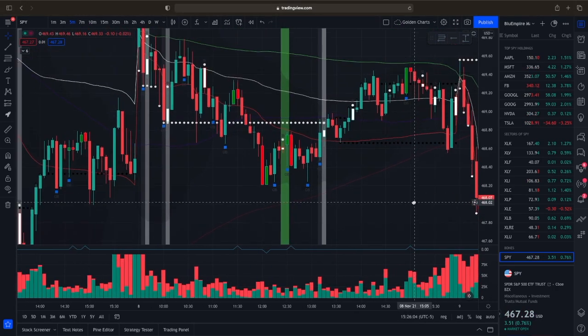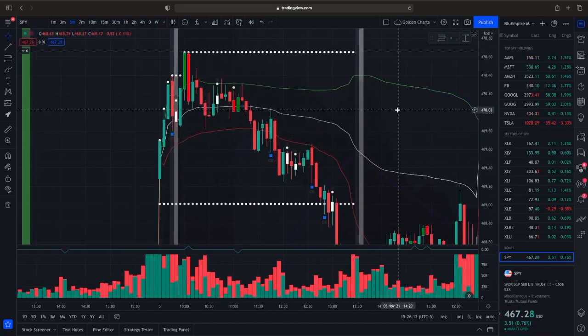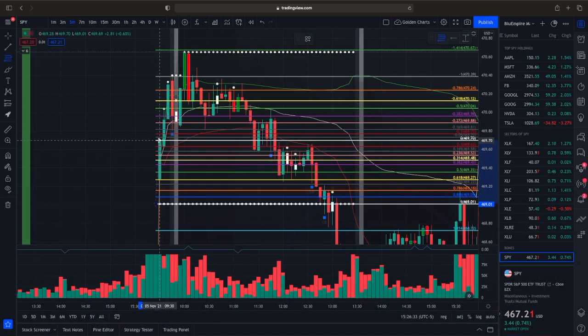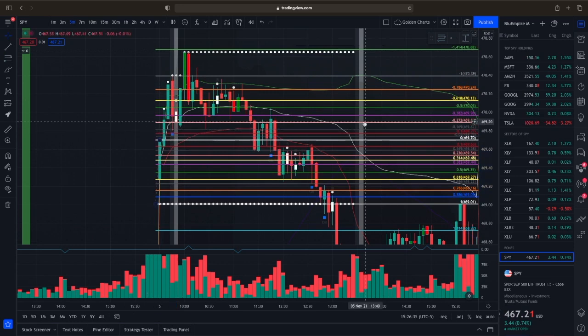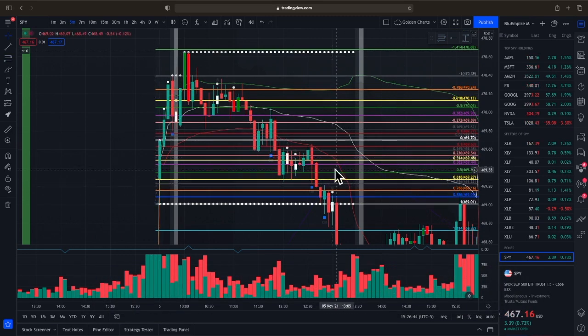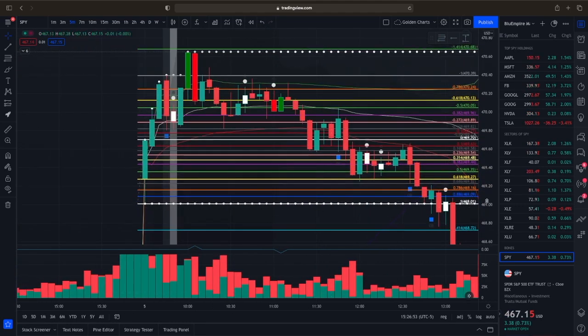So looking at this chart, we'll just go to a random day. Okay, this one kind of looks chopped. So first trade of the day, we'll just call it trade alpha. What you're going to do is take the break of the first bar. So you're going to fib the first candle, first candle, low to high if it's bullish, high to low if it's bearish. Once you fib the first candle, you're going to play upside or downside.